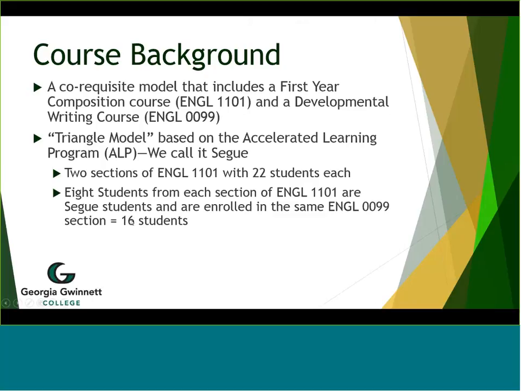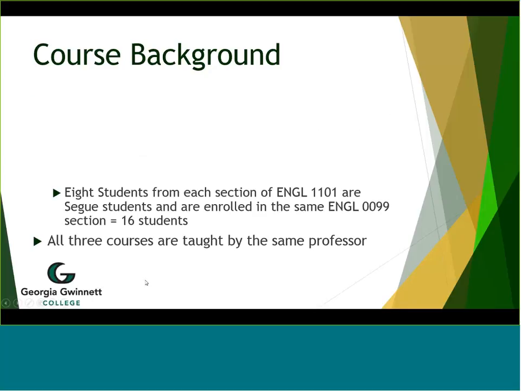We rarely have a full 16, although this semester I actually had 17 on my list at the beginning, but I'm down to 15 now. So we normally operate around 12 to 14 students is the most common. Okay, and all 3 courses are taught by the same professor, so again, we're following pretty closely the ALP model, and we found that that's super important. I know schools have tried having a different instructor for the developmental course, but we found that it works much better if that is kept consistent. So I'm the professor for all 3 of these courses.